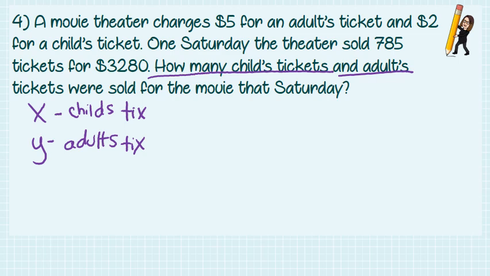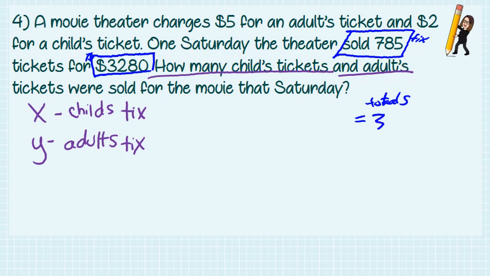So I'm going to start off by finding two totals. Out of the information provided, I have a total amount, so that's my total money, and I have my total tickets sold. So my two totals are going to be 3,280 and 785. So this is going to be my tickets equation. This is going to be my money equation.